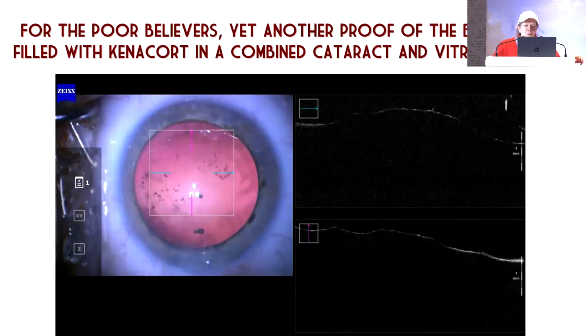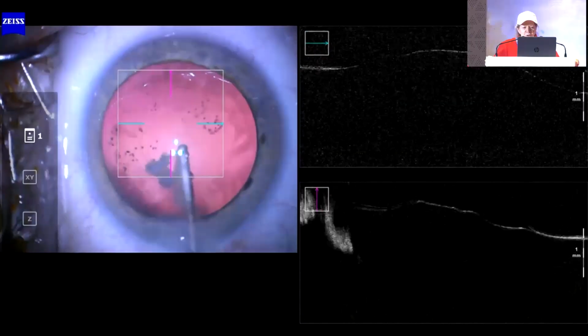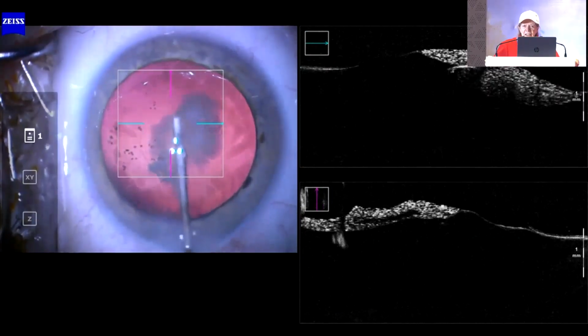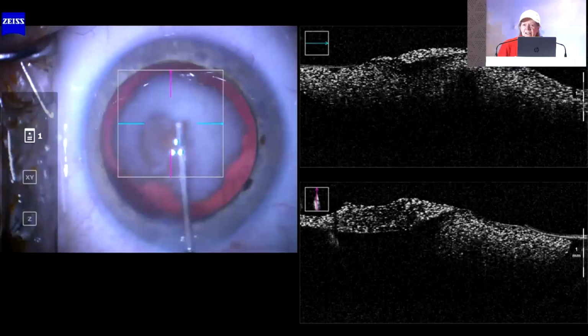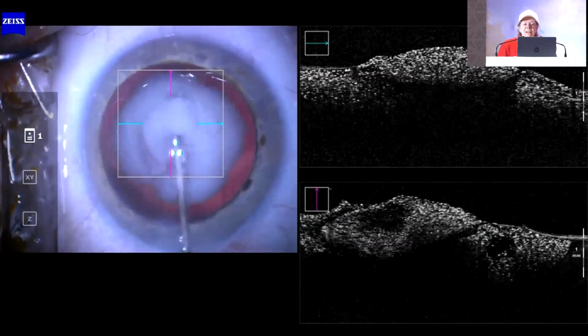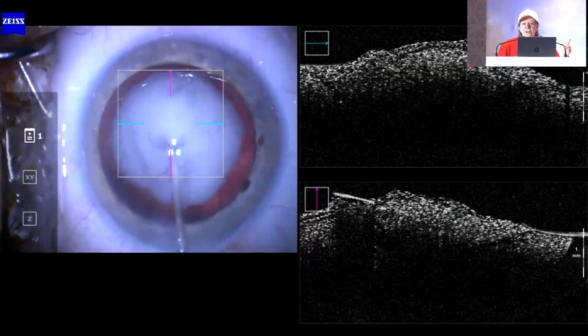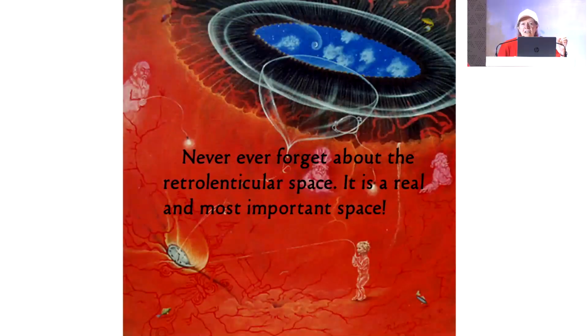Now, for those who are poor believers about that area of the Berger space, I will inject in this eye some Kenacort in the space behind the posterior capsule, and you will see that not one molecule escapes that space. So that means that the role of the Wieger ligament is to try to avoid cells moving.